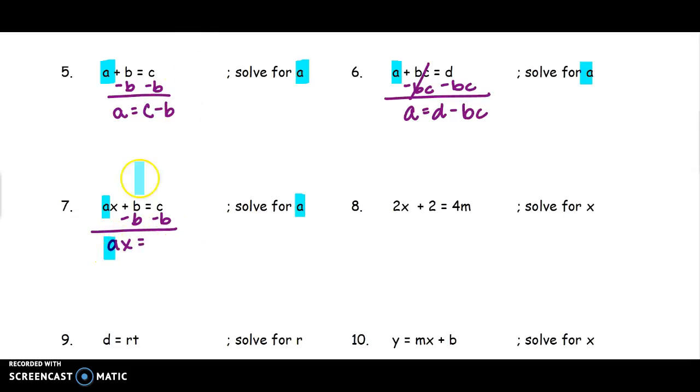Again, we're solving for a, so I'm going to re-highlight it just because we're not done with it yet. And on the right-hand side, I'm going to read it, c minus b, and that's how I write it. To get a alone, we're multiplying it by x. You have to divide by the letter that's not highlighted. So we're going to divide everything by x. So we have a is equal to c minus b over x.